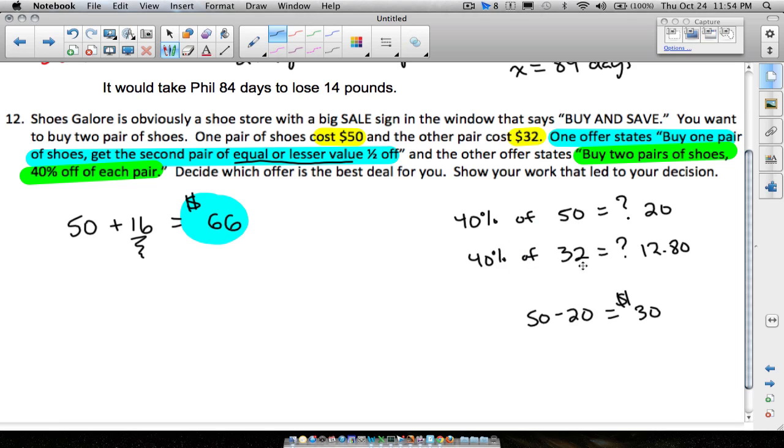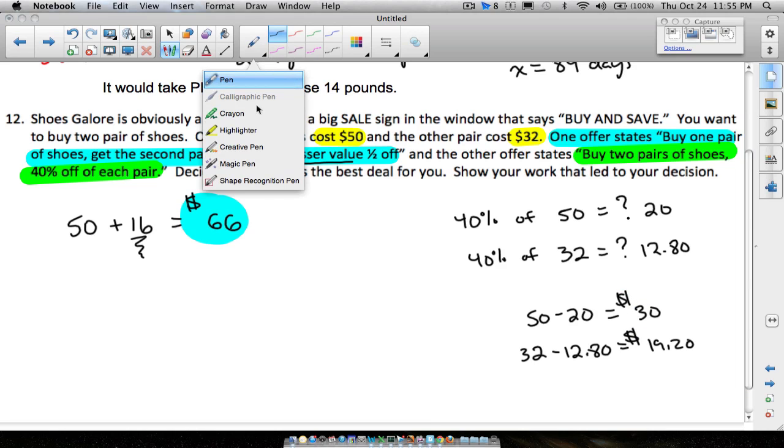40% off of 32 means you're going to take the $32 that you originally were going to pay. 40% of that is $12.80. That's the discount that we get. So $32 minus $12.80, that is $19.20. Two totally different discounts going on here.